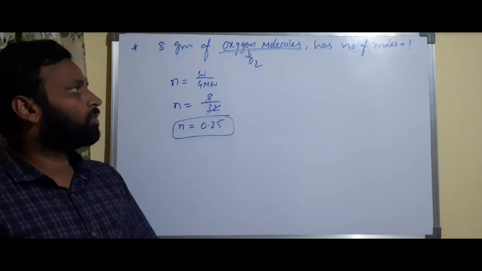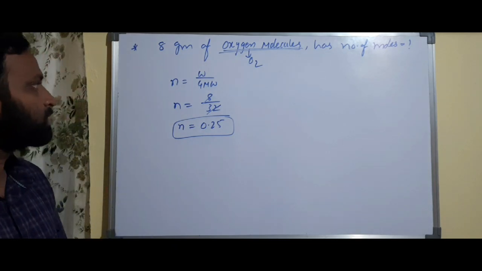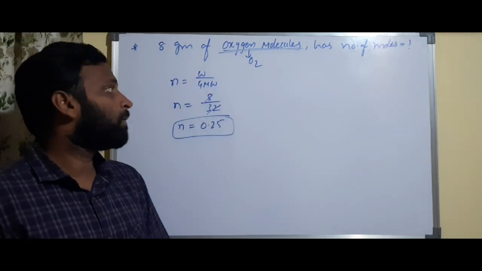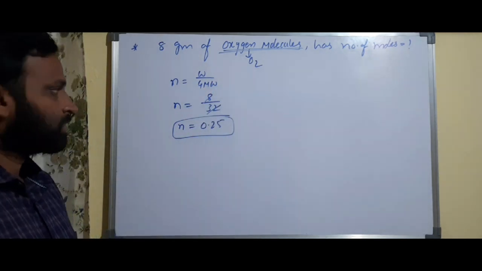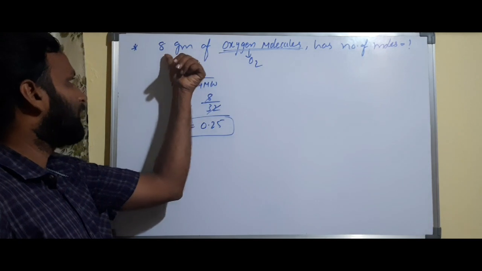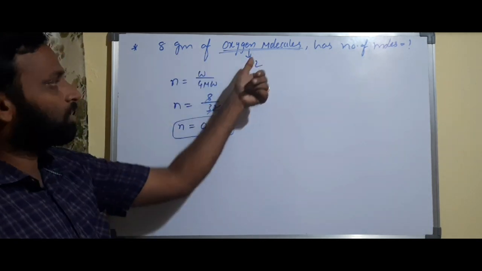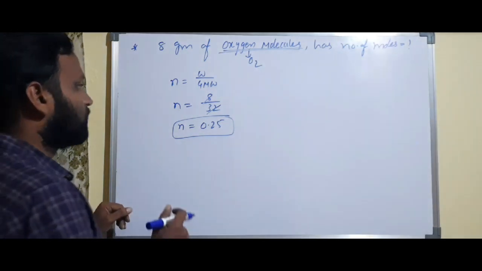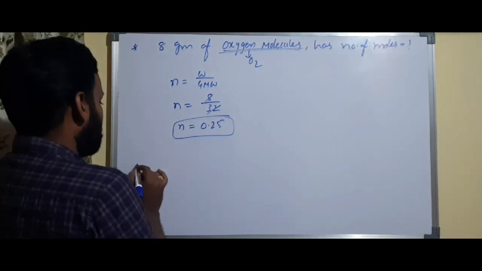So 8 grams of oxygen molecules has how many moles? n is equal to the weight of the substance to the gram molecular weight of the substance. You have the weight given as 8 grams, and the molecular weight of O2 is 32 grams. Hope you understood. This is very, very important for us.